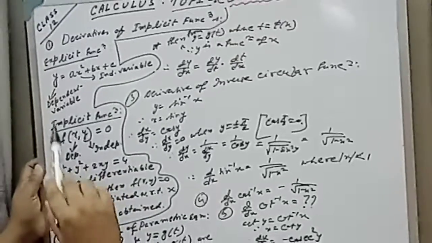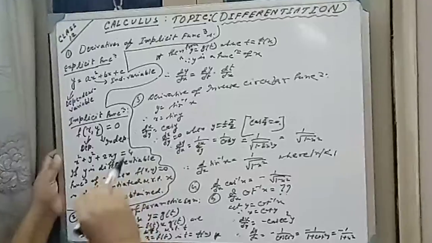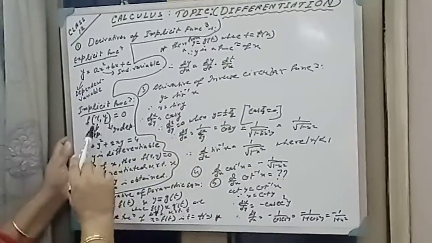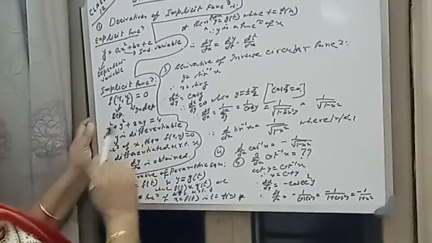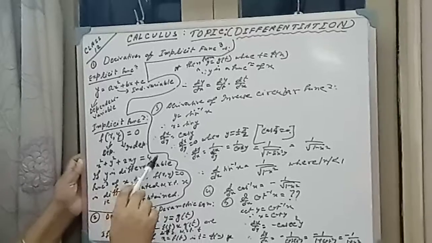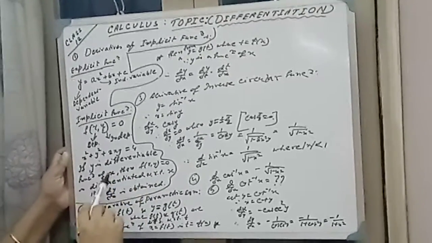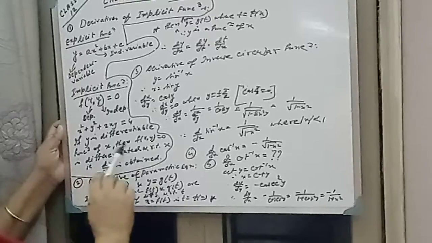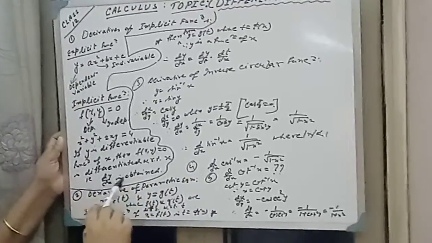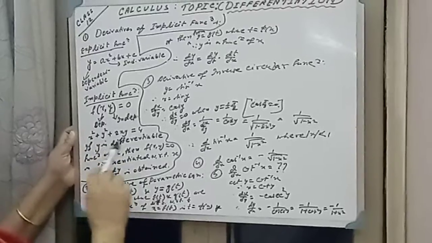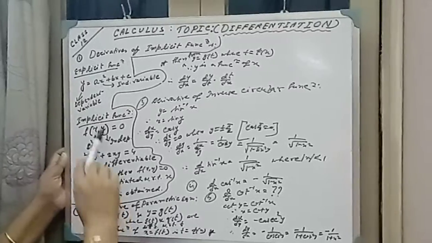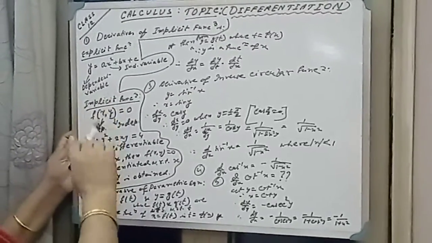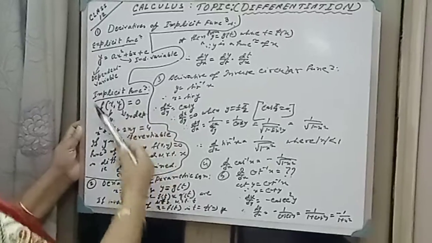Now what is an implicit function? f(x, y) equals 0. That means both the variables x and y are written together, that is why f(x, y) equals 0. For example, one equation is x square plus y square plus 2xy equals 4. If y is a differentiable function of x, then f(x, y) equals 0 is differentiated with respect to x, and dy/dx is obtained. From this equation we can find dy/dx directly, and that is the derivative of implicit functions.